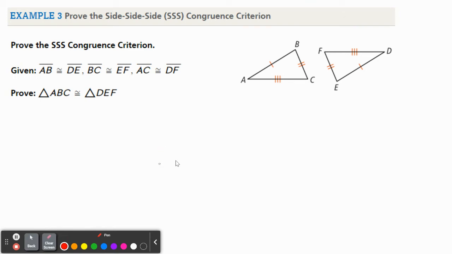All right, so here we have given to us 2 triangles with 3 pairs of congruent sides. And we want to prove that these 2 triangles are congruent. And we're going to do this by using some transformations. So first, we're going to do a translation.